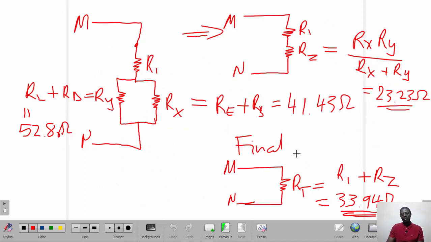I hope this will help your understanding on the Wye-Delta conversions and Delta-to-Wye conversions. And so our solution here has been determined as 33.94 ohms.